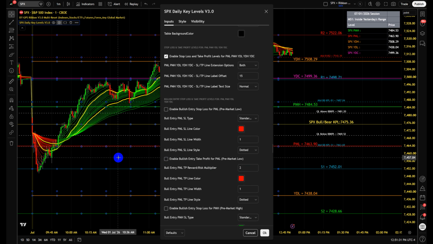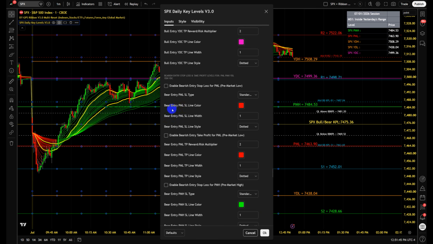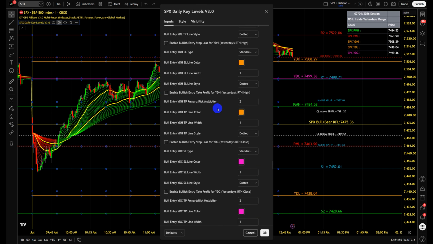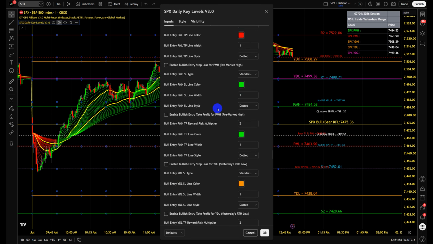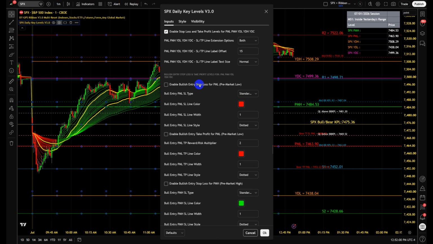Once you do that, as an example, we can just put on here, let's say, a PML on a bearish, go down to the bearish section, enable bearish entry stop loss. We'll go with the tight stop loss and bearish entry take profit. We'll go back up here and put the line label text size. We'll increase it to large so it's a little easier to see.